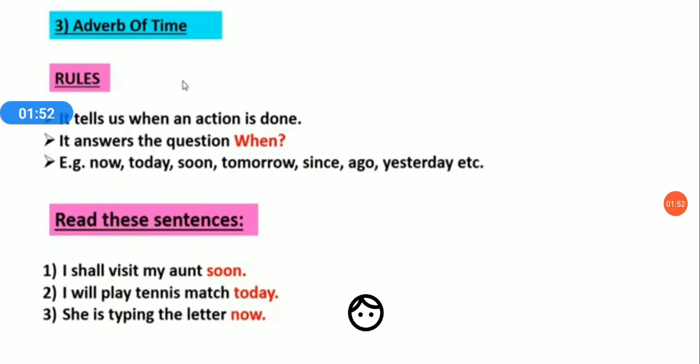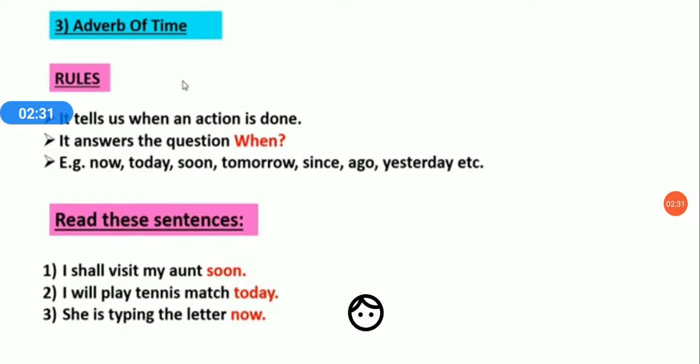Now the third type of adverb is adverb of time. And what are its rules? Let's go through the rules, children. It tells us when an action is done. It tells us when an action took place. It answers the question when. Examples: now, today, soon, tomorrow, since, ago, yesterday, etc. These are the examples of adverb of time.